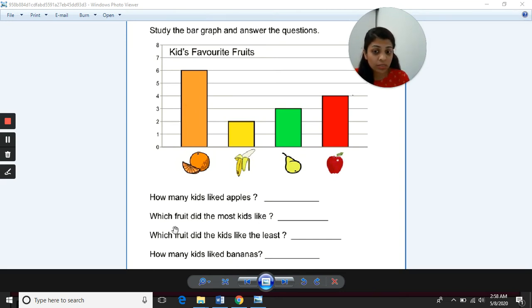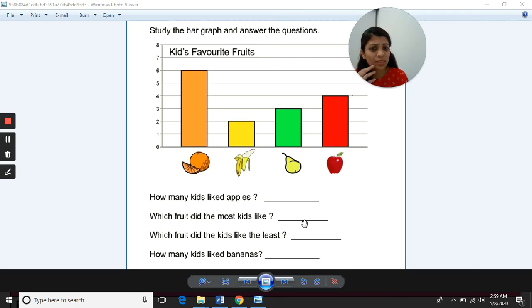Now the next question: which fruit did the most kids like? Which fruit do you think the most kids like? If you see the tallest rectangular bar, which is the tallest rectangular bar? Is it the banana? Is it the apple? Or is it this? Yes, it is the tallest, right? And what's the color? It is orange color, and the fruit is also orange. So the fruit liked by the most kids is orange.